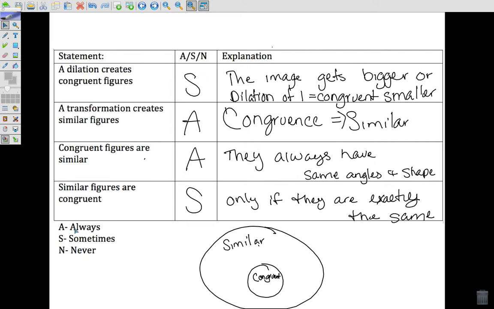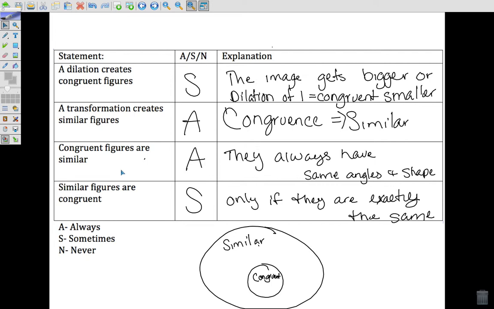So that's why it's a sometimes, because sometimes it can be congruent, but a lot of times it gets bigger or smaller. A transformation creates a similar figure, always. Congruence is always similar. Whenever we have something that's congruent, it's automatically similar. That does not go the same way. If we have something that's similar, it's not always congruent. Congruent is similar, but similar is not congruent.